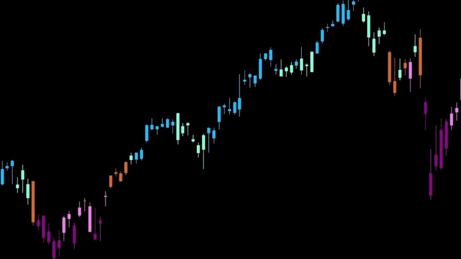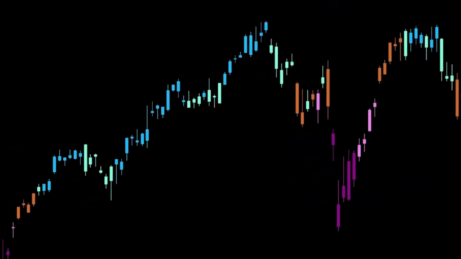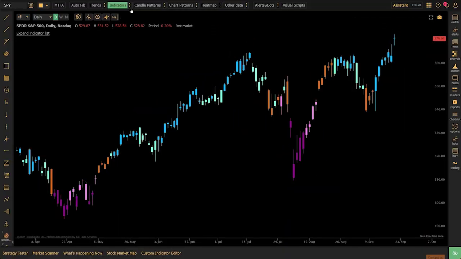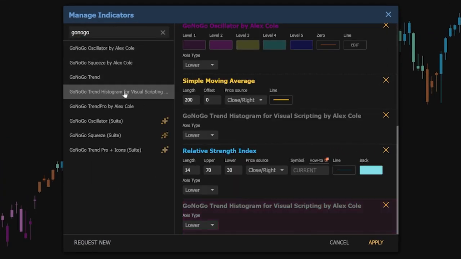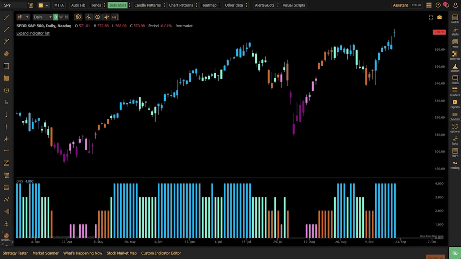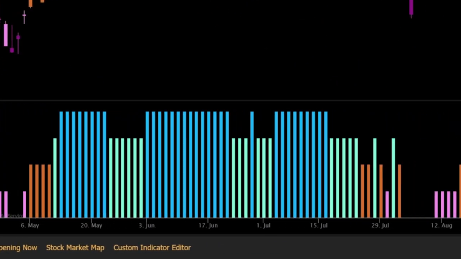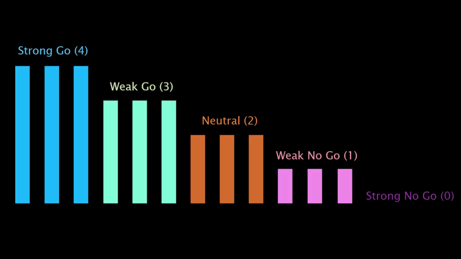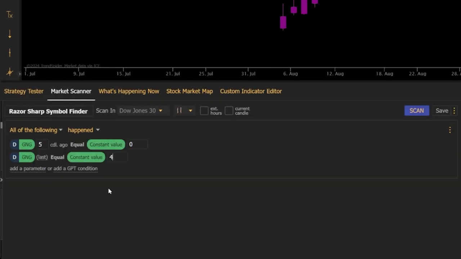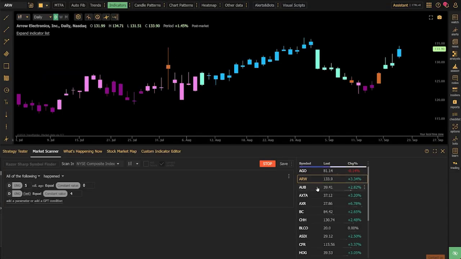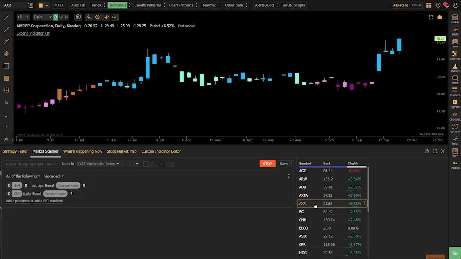Finally, we know that many traders want to utilize the standard GoNoGo trend across TrendSpider's tools, and we're pleased to announce a new solution called the GoNoGo Trend Histogram. With the GoNoGo Trend Histogram, each color of the GoNoGo trend is given a numerical value. Strong Go is 4, weak Go is 3, neutral is 2, weak no-go is 1, and strong no-go is 0. With these values, we can easily define GoNoGo trend readings in the market scanner, alerts, even as entry and exit criteria in the strategy tester.